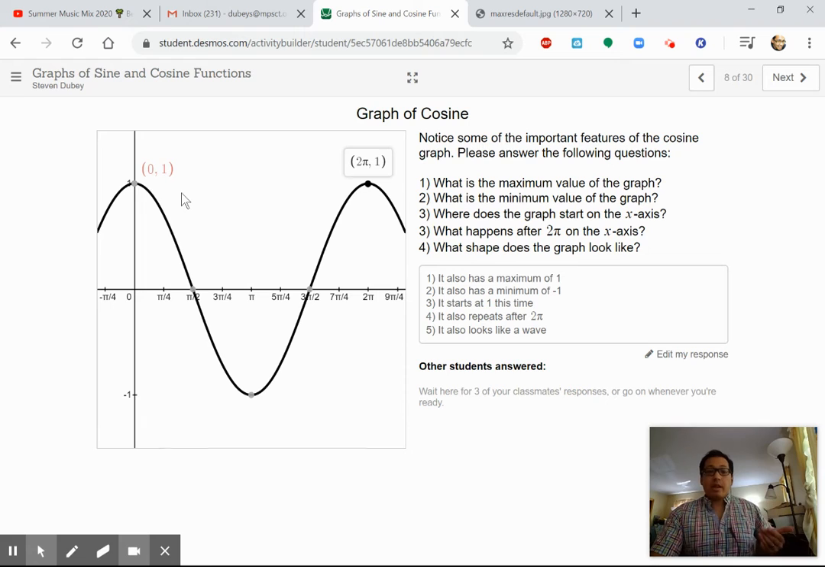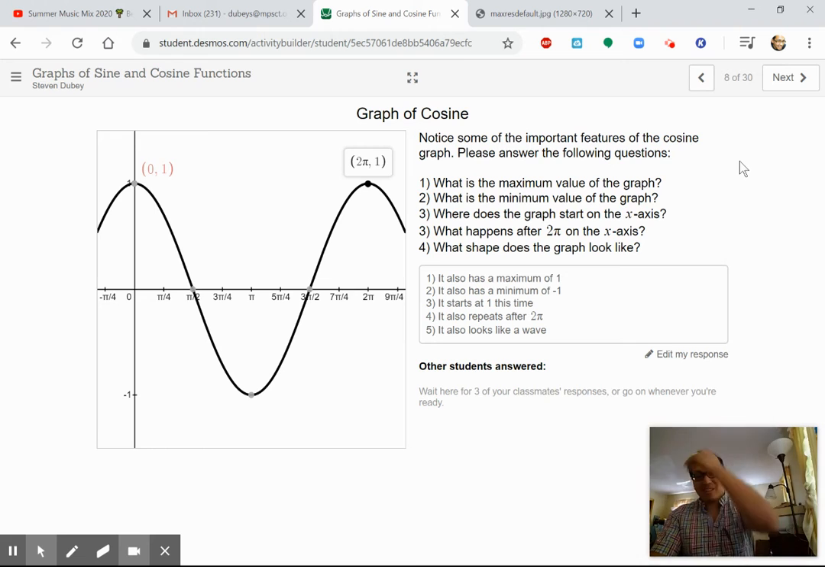What shape does this look like? Well, I guess, the cycle itself looks different. And we call this a cycle, by the way, a repeating cycle. What is the part that repeats? The cycle itself is different, but overall the function looks the same. It's like a wave, just like the sine function.